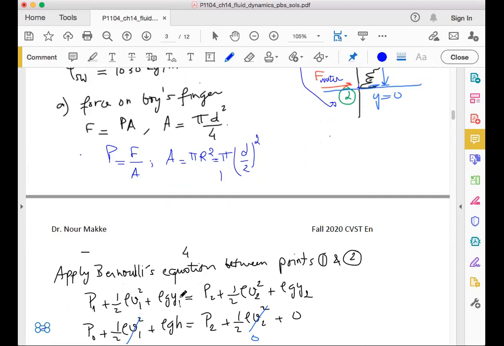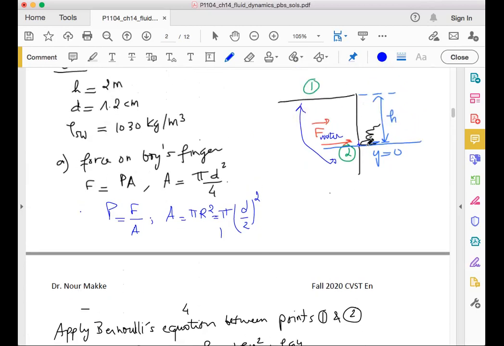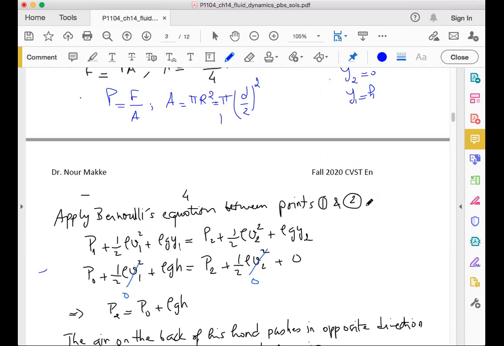Plus rho times g times y1. So we need to specify a 0 reference level. If we take the reference at point 2 to be our reference for the elevation, then we end up with y2 equals 0 and y1 equals h, where h is equal to 2 meters. So we know everything about it.